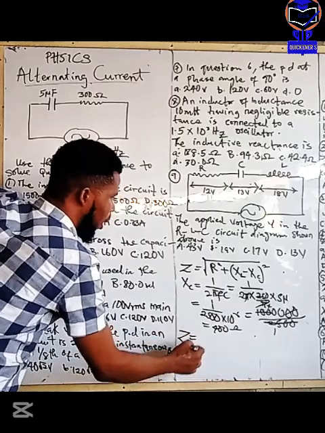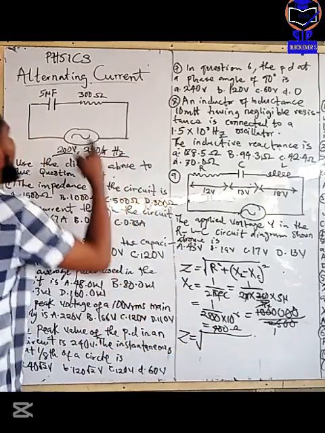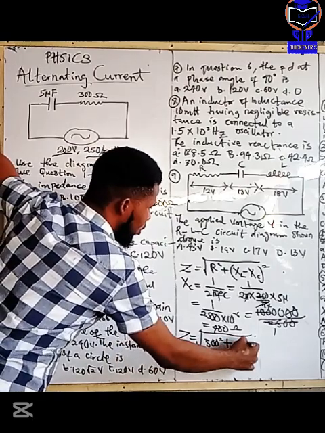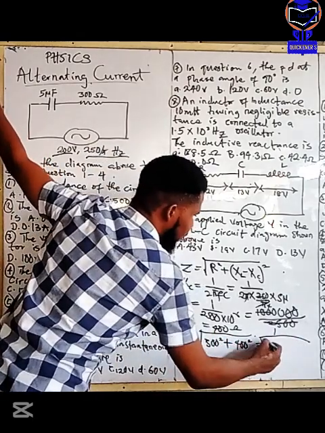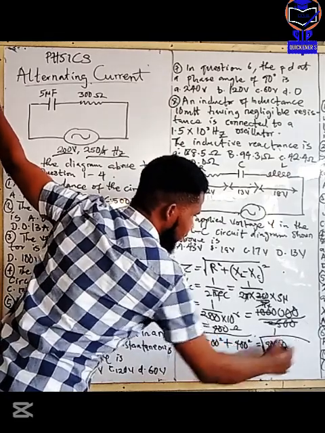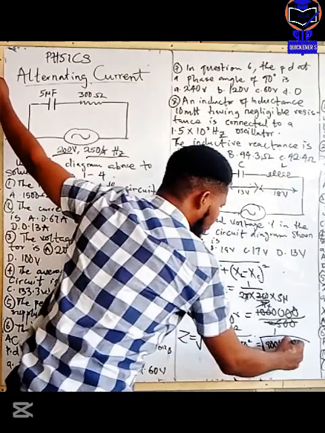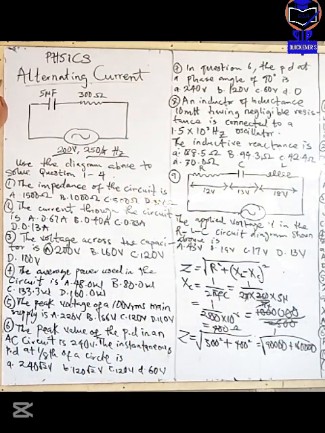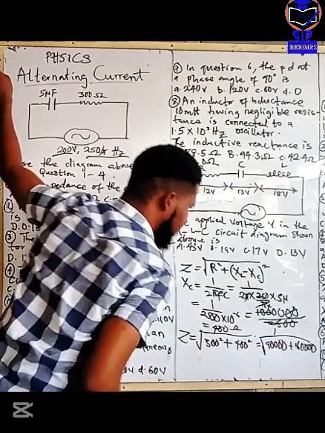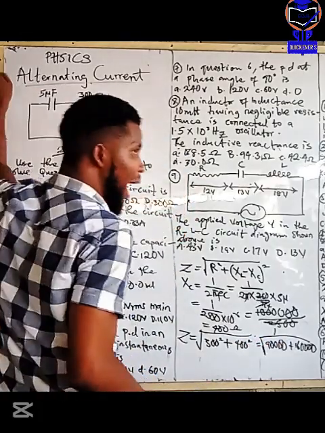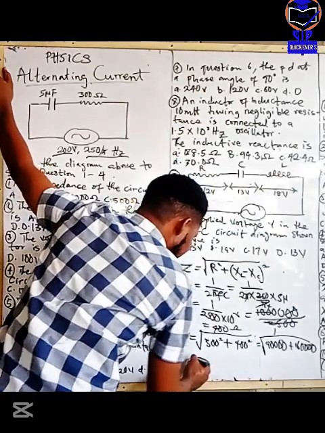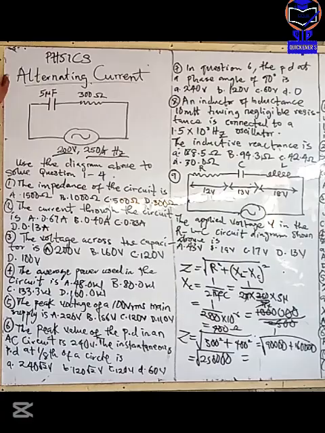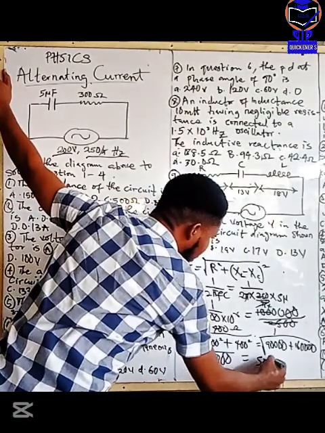So impedance therefore is what? Square root of R squared plus X squared. What is R? 300. 300 squared plus 400 squared. That will give you what? Square root of 90,000 plus 160,000, right? When you add 9 plus 16, that will give you 25, right? So at the end of the day, I have the square root of 250,000. That will be what? 500.